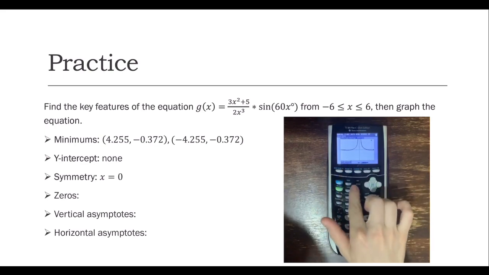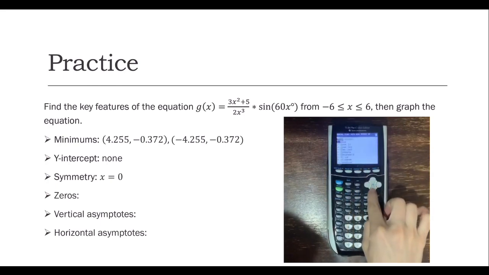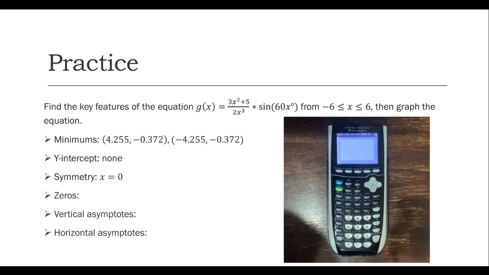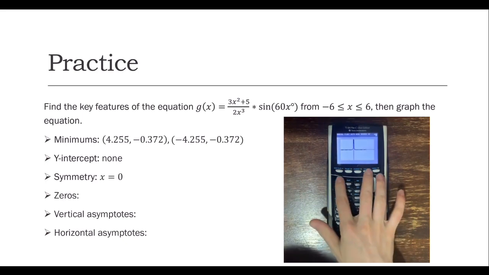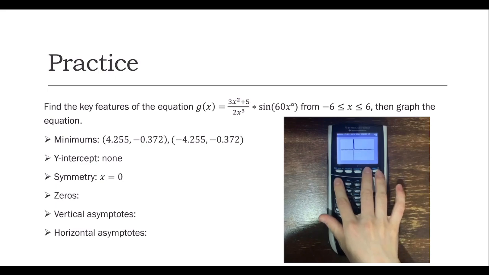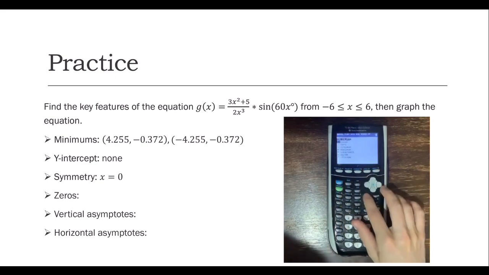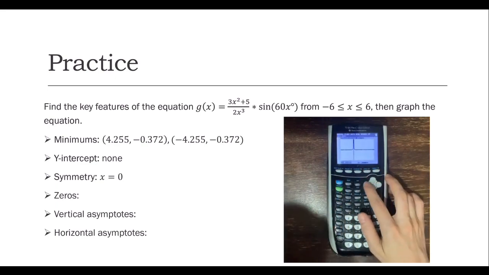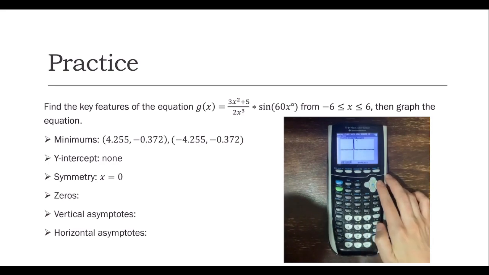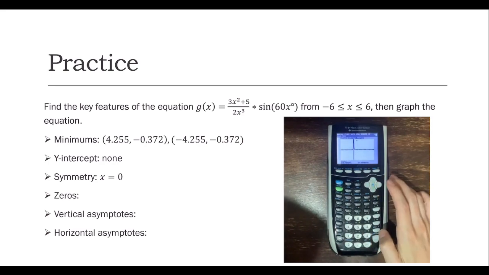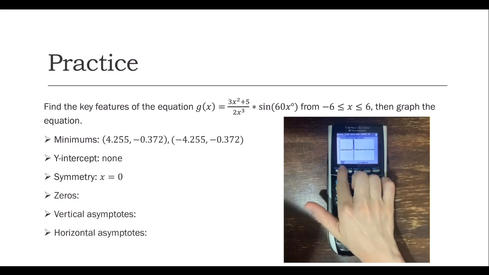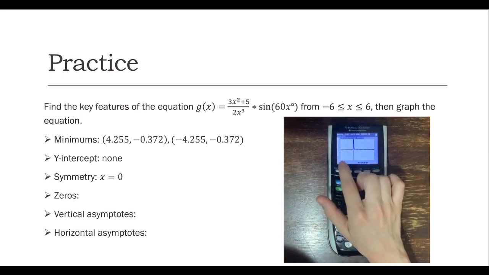it won't let us get all the way over to 6. So we'll do zoom out and hit enter. We'll give it another second to graph. And we'll do second calc 0. We have our left bound and our right bound. So we have a 0 at x equals 6. So it'd be 6, 0.